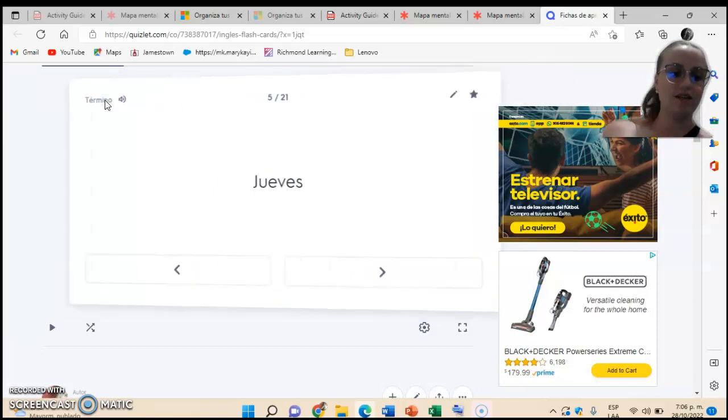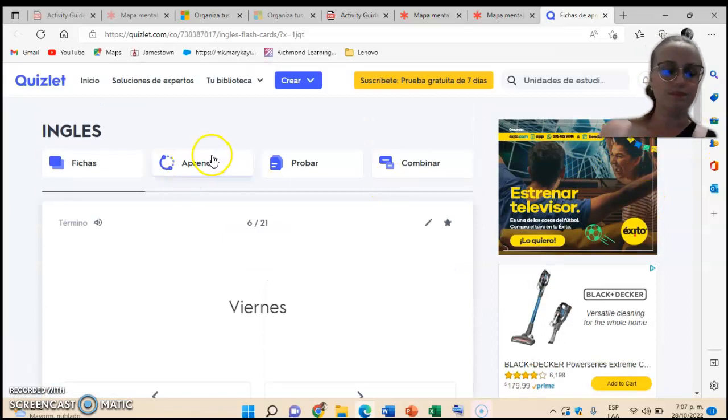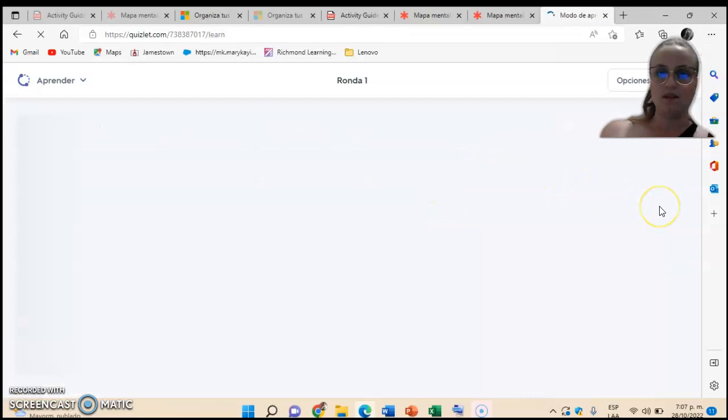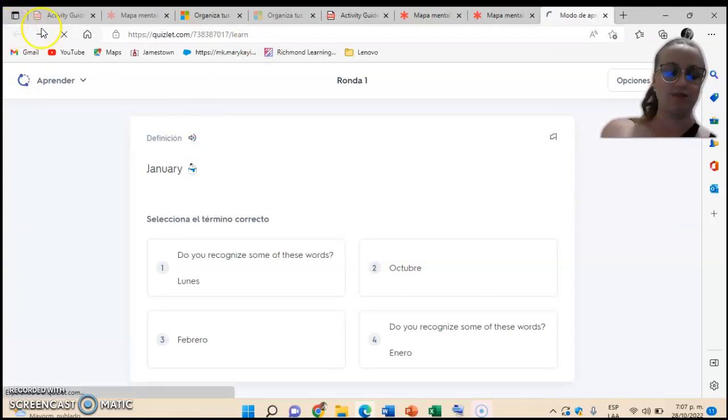Then the student has the possibility to practice them by means of multiple choice or by making pairs with the correct translation.